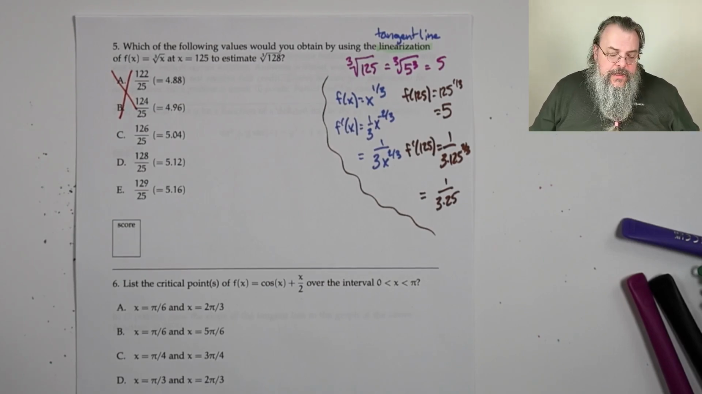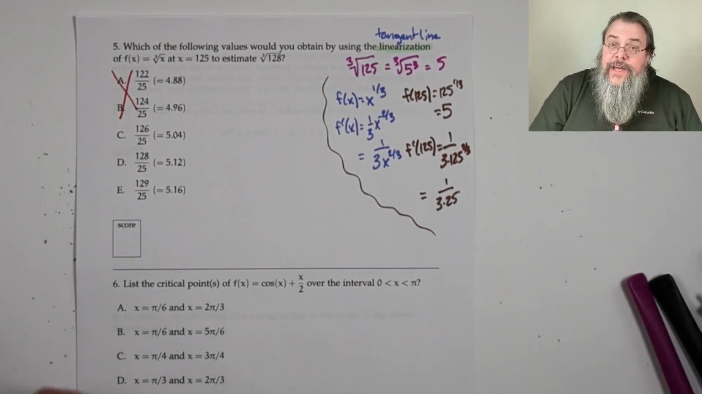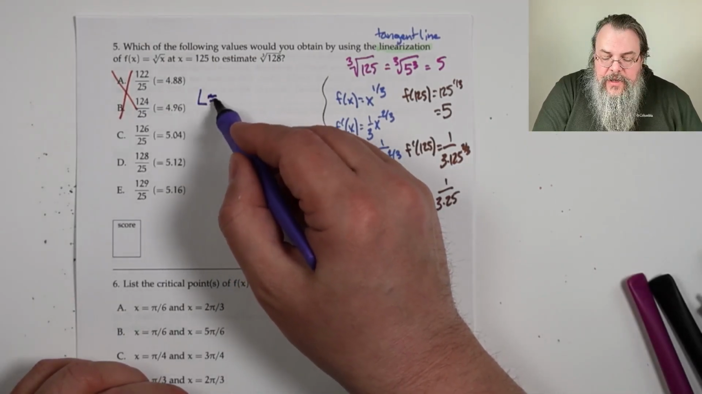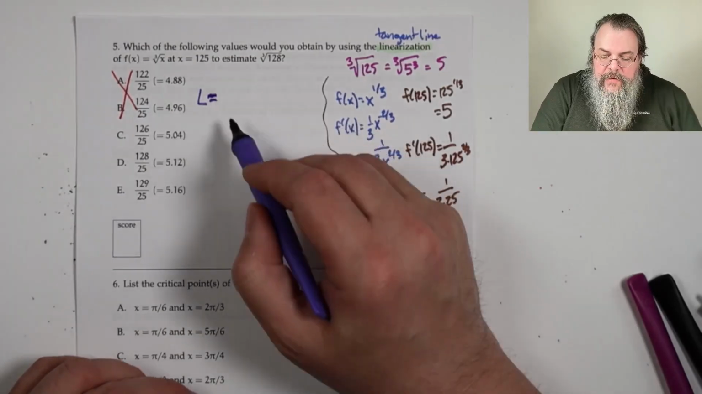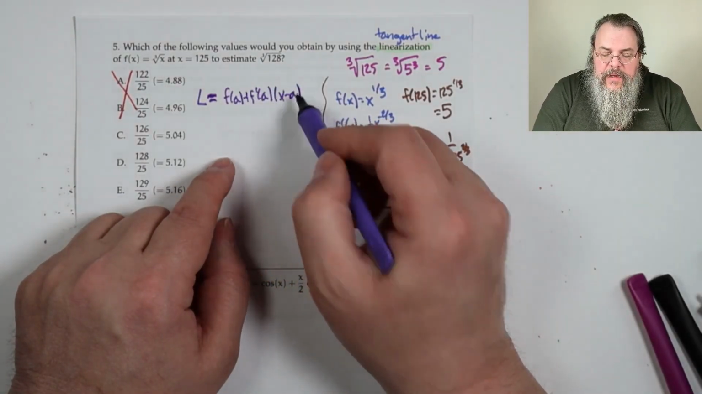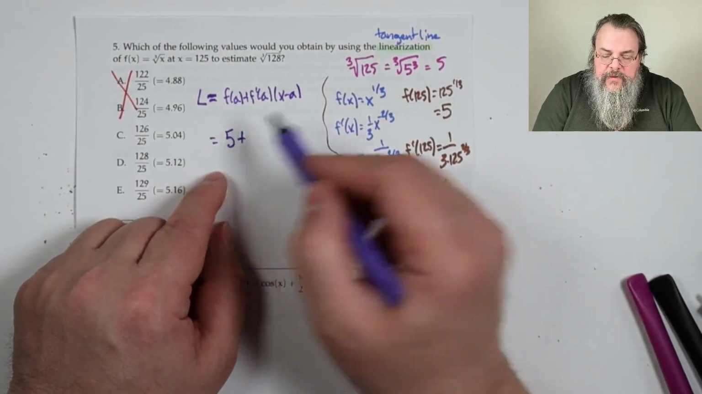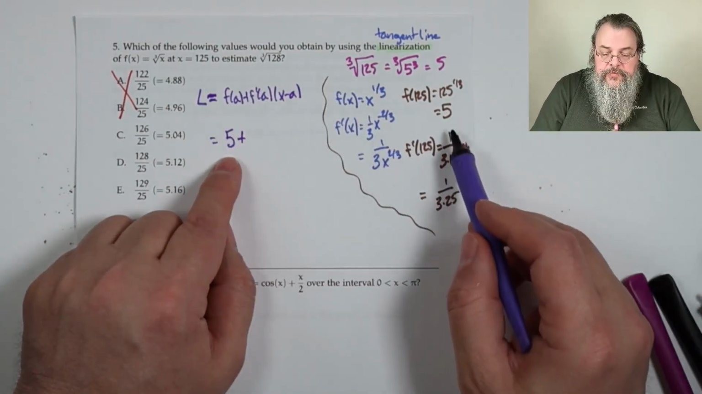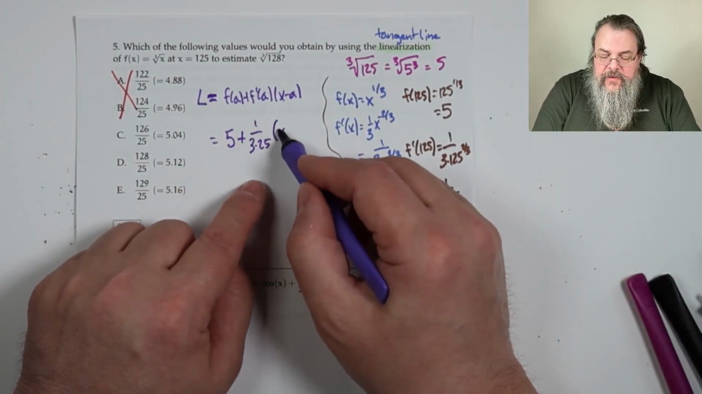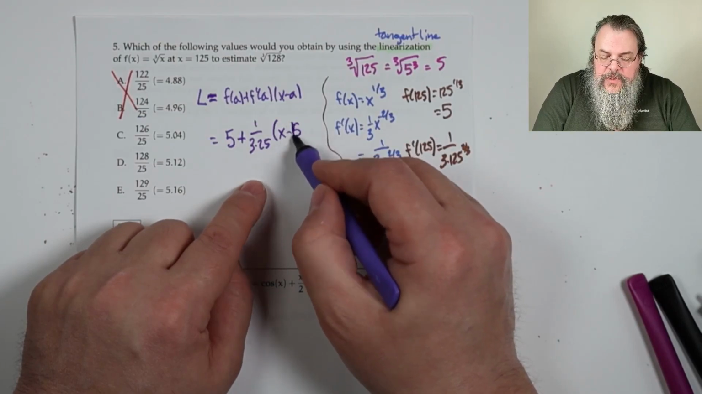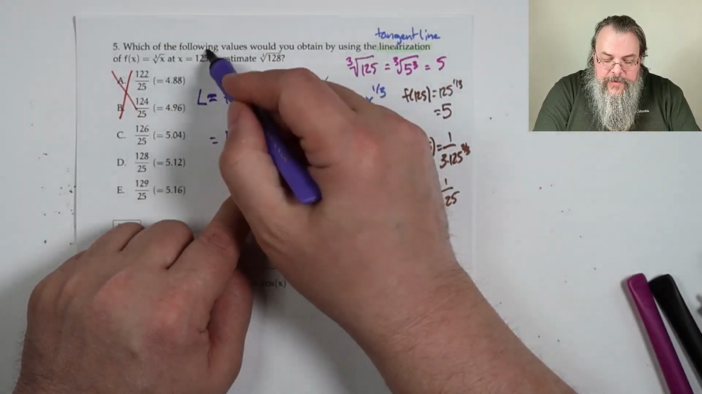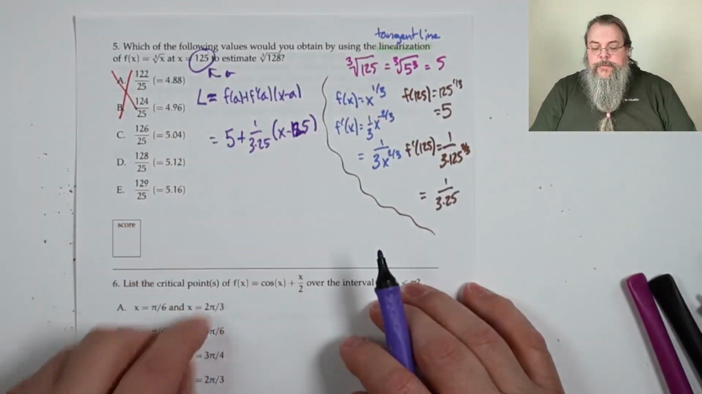All right, so here we go. Our tangent line, aka our linearization. I'll put L for linearization, is our function at a plus f prime of a times x minus a. So for us, that's 5 plus, because that's our function at a, and our f prime of a, 1 over 3 times 25 times x minus 125, because a is 125. Right there. Here's our a.